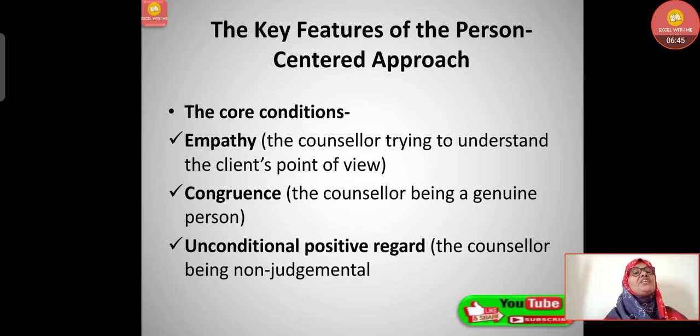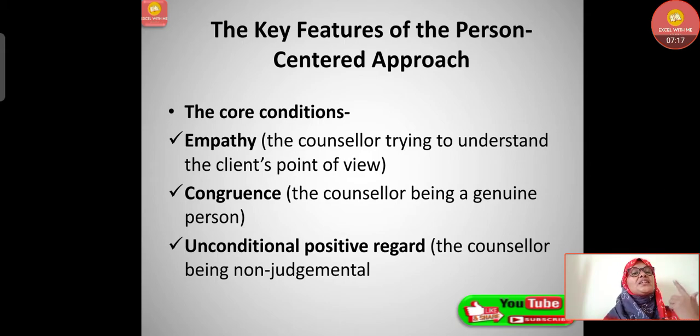Now, what are the key features of the person-centered approach? Let's understand. The core conditions should be empathy, that is the counselor trying to understand the client's point of view. Very, very important. If the counselor is not listening to the client, there is no point of discussing anything anymore. That means the counselor should have empathy, understand the situation that the client is in, putting himself or herself in the situation the client is facing.